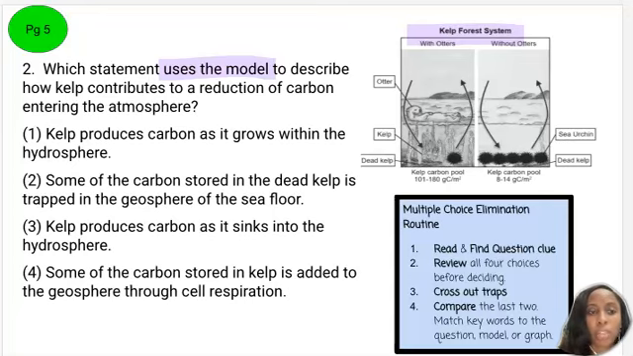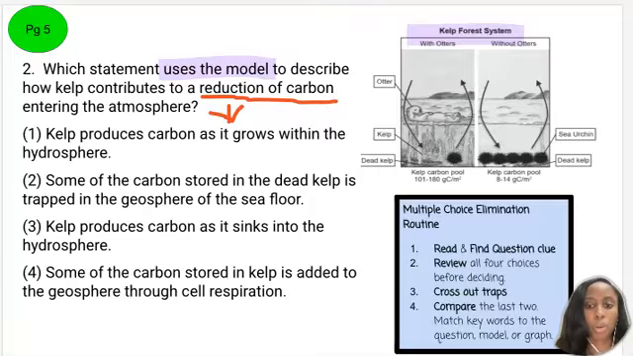And then I have some key vocabulary. A question clue is asking about the reduction of carbon entering the atmosphere. When we are reducing something, that means we are taking it down. So why is it getting lower as it enters the atmosphere? Little brain fart.